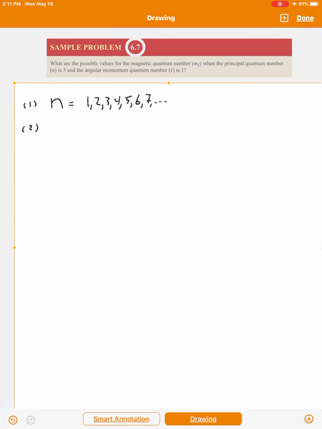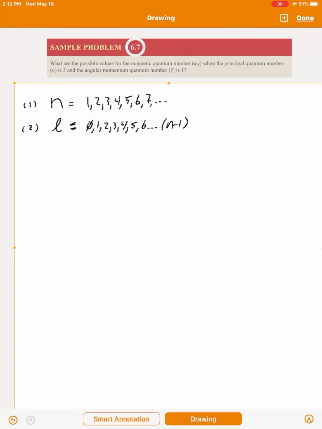Second step, l, the angular momentum quantum number. This gives us, in a sense, the shape of the electron distribution. Now this one can be 0, 1, 2, 3, 4, 5, 6, but it's limited. The highest it can be is n minus 1. That doesn't mean it has to be n minus 1. So for example, if n is 5, l could be 0, 1, 2, 3, 4, right? For n of 5, l just has to be less than 5, okay?